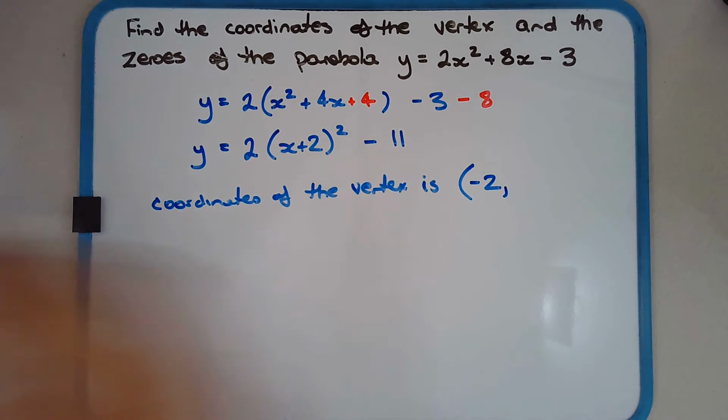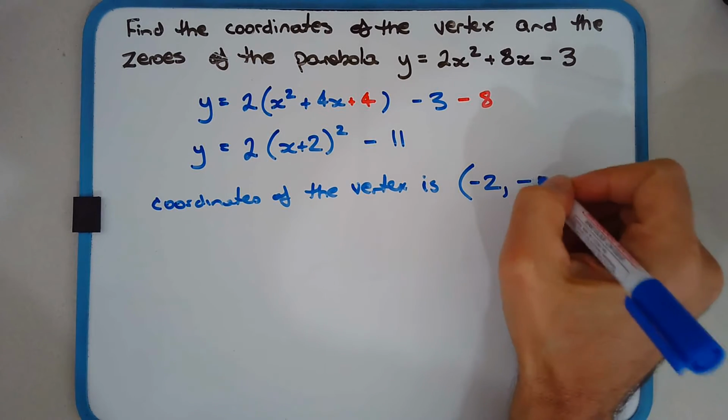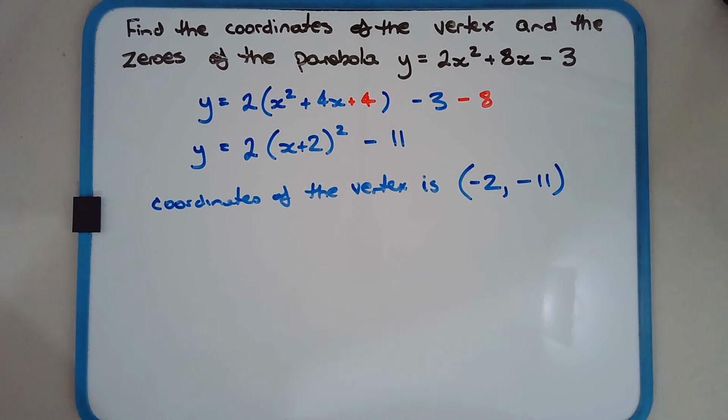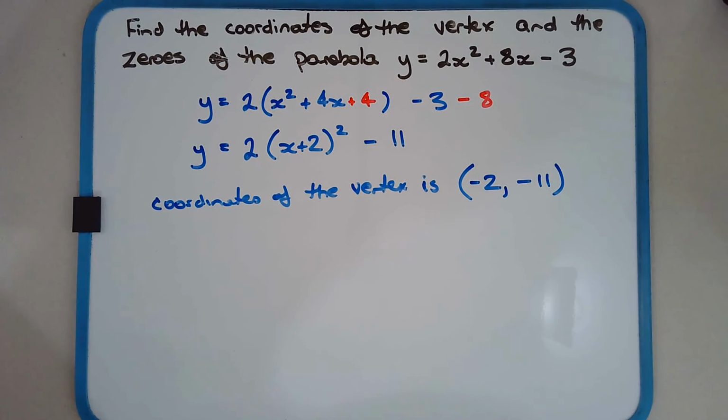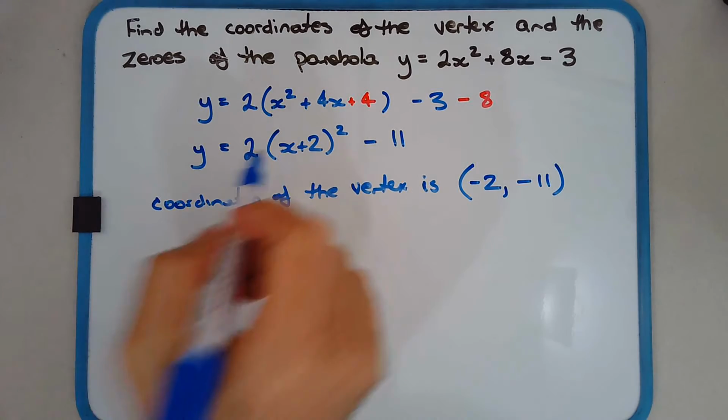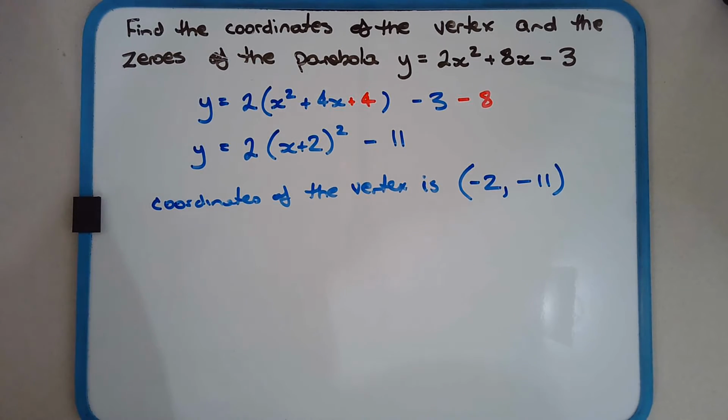We know this. The negative 11, that's going to be the y coordinate of the vertex. So you can see that it's very easy to read the coordinates of the vertex from a completed square form of the equation of a parabola. Now let's find the zeros.